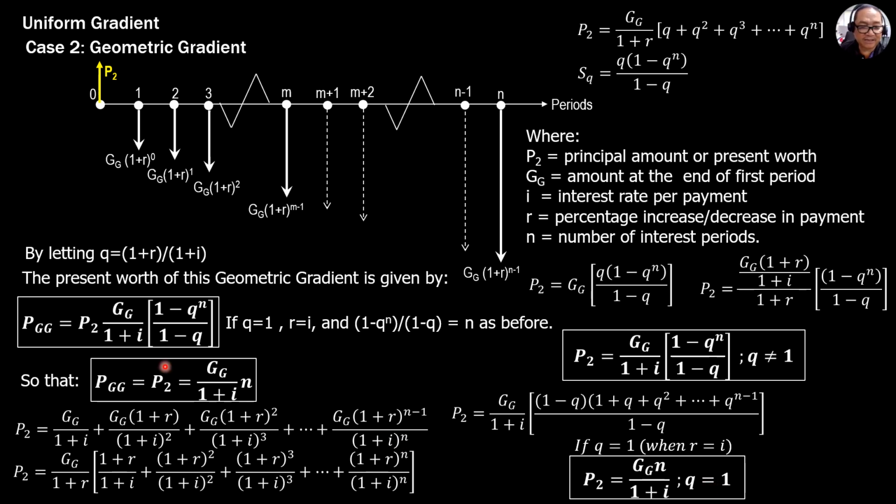Take note that P sub G and P sub 2 are equal: the present worth of this geometric gradient series or payments.